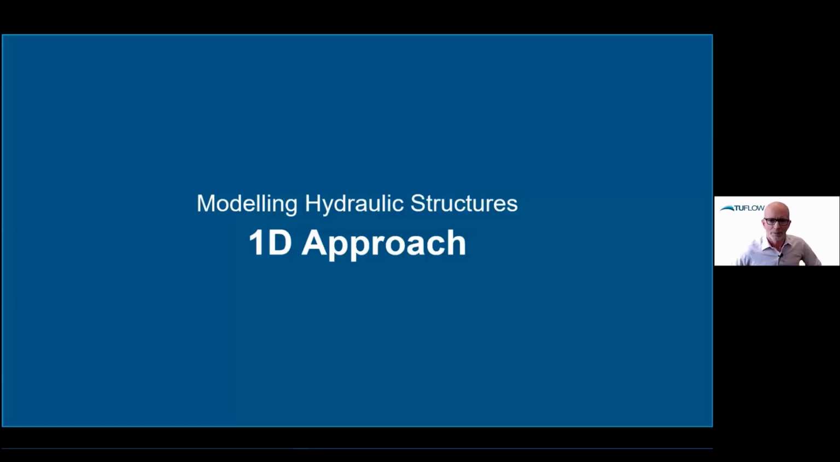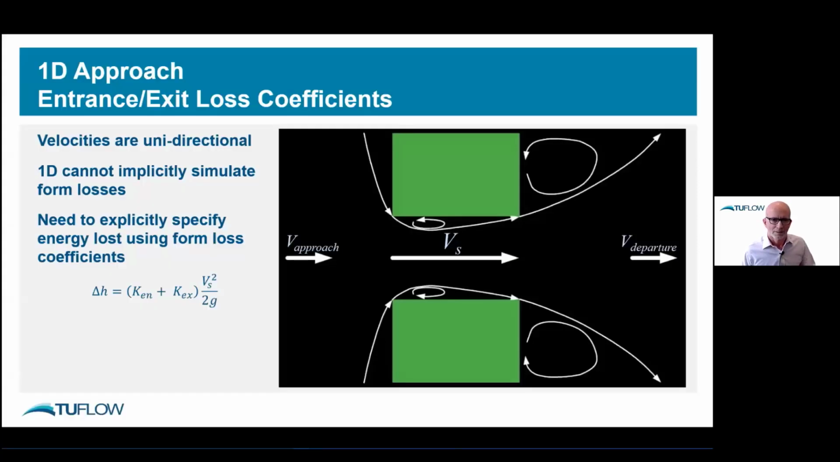So how do we go about modeling hydraulic structures? Let's look at 1D to start with. Let's go back to basics. And interestingly enough, 1D is probably the easiest way of all. And that's why a lot of people are probably still modeling structures in 1D. Effectively, with 1D, as I've been talking about, the velocities are unidirectional. It doesn't know anything about water bending and so forth.